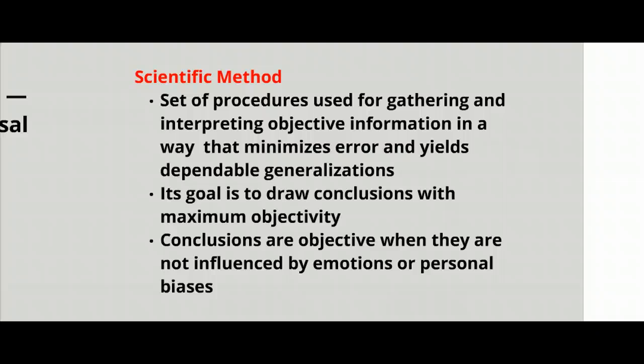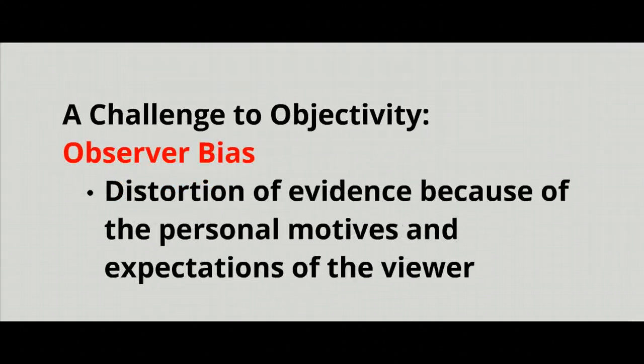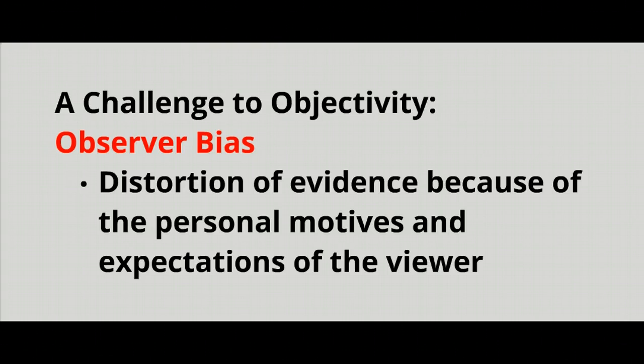What we're trying to do is minimize bias and end up with conclusions that have maximum objectivity. Conclusions are objective when they're not influenced by emotions or personal biases. So we use a scientific method to set up our studies. But we have a problem in that there's something that's called observer bias, and that can challenge objectivity. Observer bias is a distortion of evidence because of personal motives or expectations of the viewer.